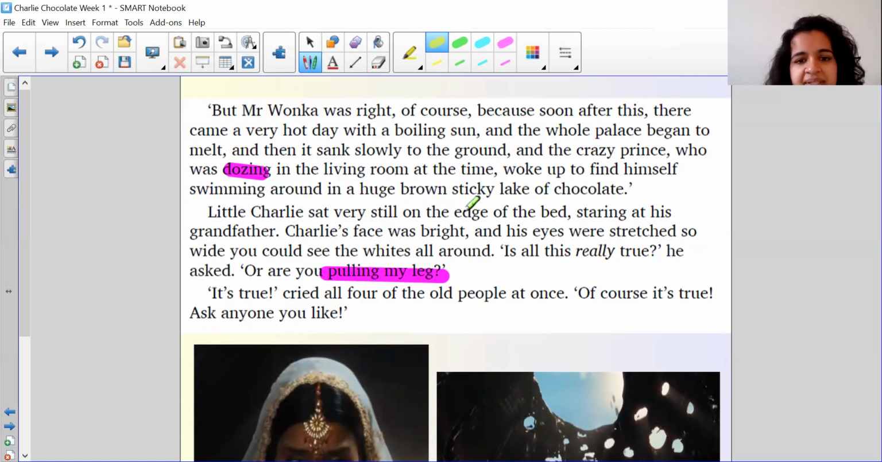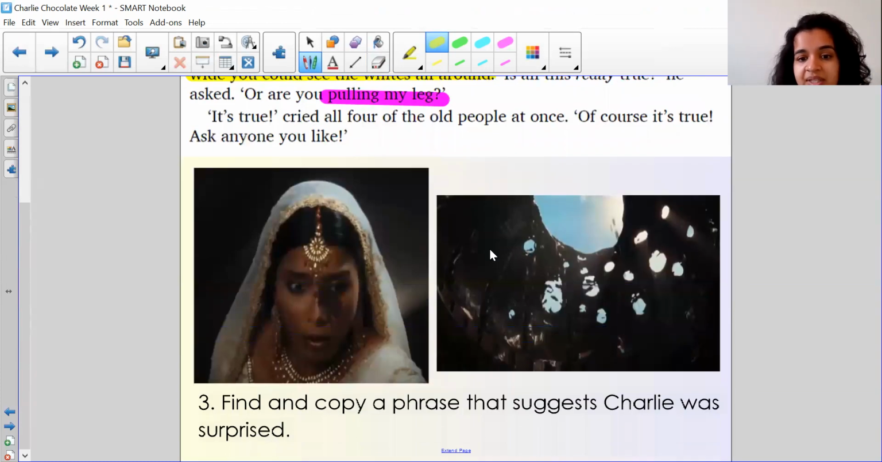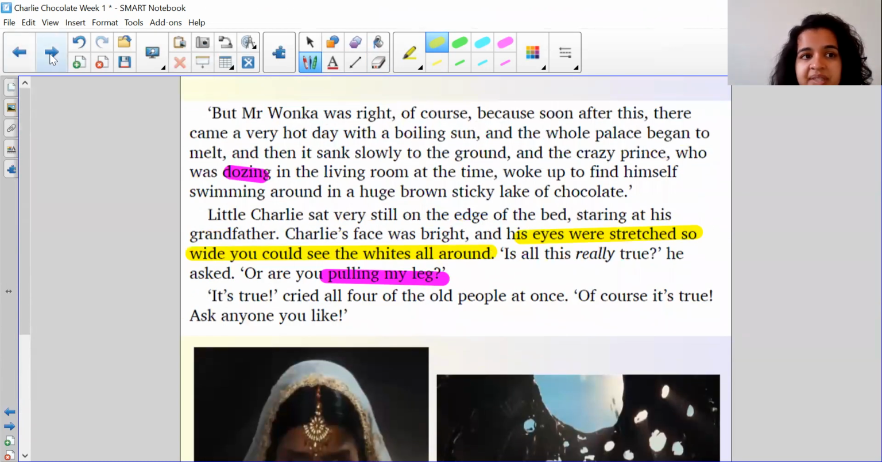Little Charlie sat very still on the edge of the bed, staring at his grandfather. While staring, you could stare at someone but not still be surprised. But Charlie's face was bright and his eyes were stretched so wide you could see the whites all around. So, eyes stretched so wide, that's telling me that someone is surprised. Okay, this is where your background knowledge comes in. So you have to imagine that you've seen someone's face with their eyes stretched so wide. What does that face tell you?